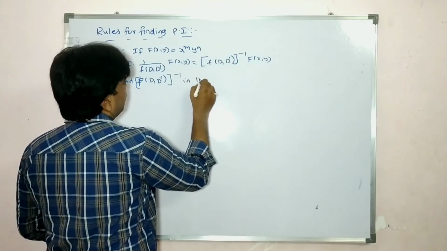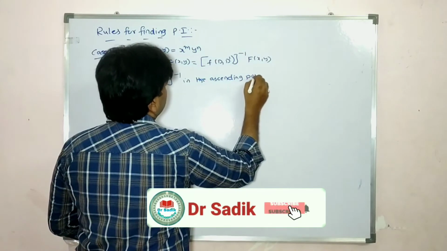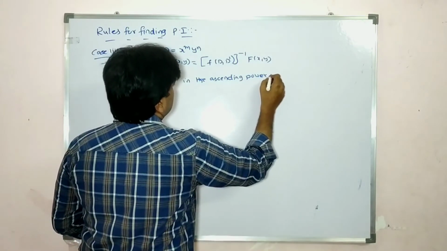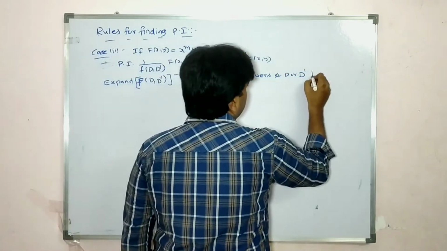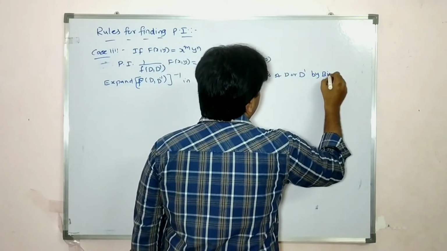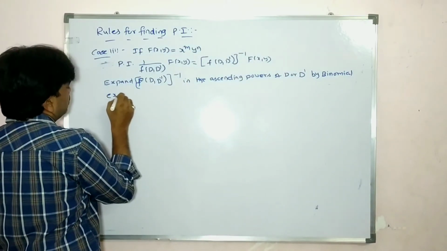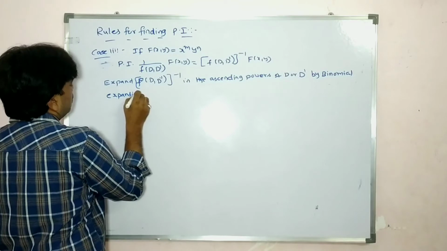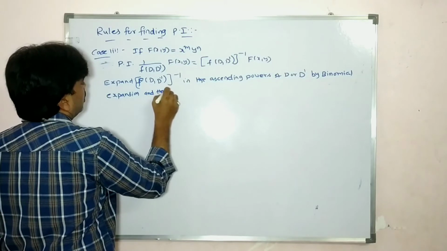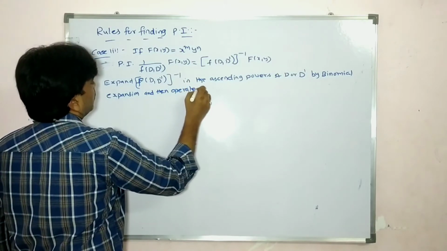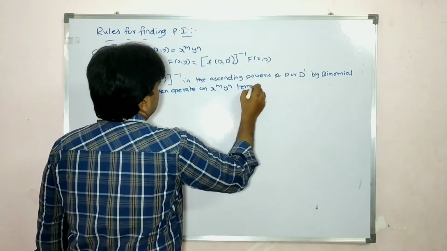in the ascending powers of D or D dash, students, by binomial theorem, binomial expansion, and then operate on x power m y power n term by term.